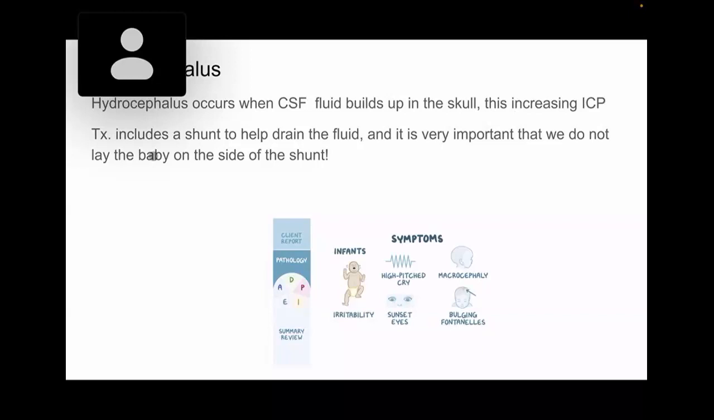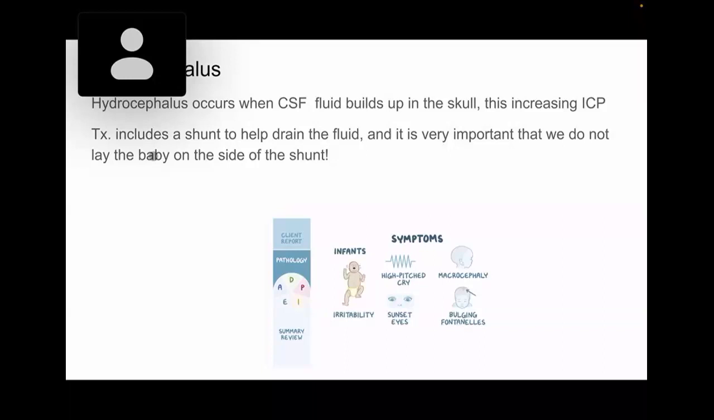These little babies will have a high-pitched cry. You'll see that their head simply just looks a lot bigger with bulging fontanelles. Remember, when these babies are dehydrated, you won't have the bulging fontanelles. Bulging fontanelles, we got fluid excess, especially in the head. And then finally, they will have sunset eyes, meaning you will see like a big white sclera over where their pupils are. And they're gonna be crying a lot.